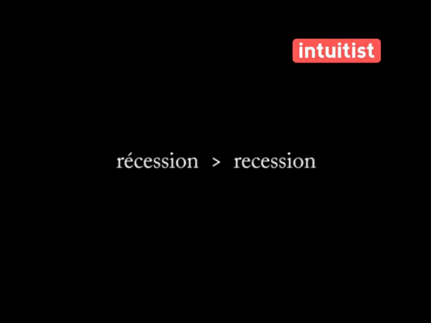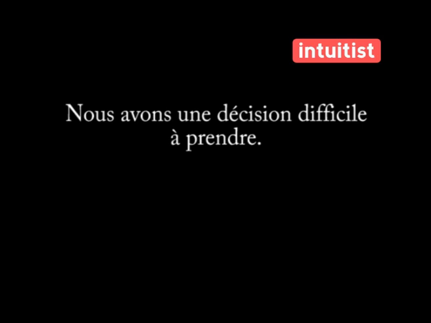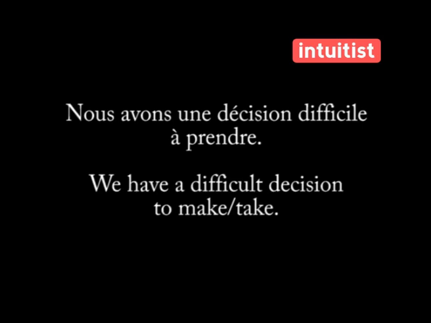Let's take a few sentences. Nous avons une décision difficile à prendre. We have a difficult decision to make. Okay, and you just missed the une. We have a difficult decision to take or to make. Doesn't really matter, both exist in English. We have a difficult decision to take. We have a difficult decision to make.